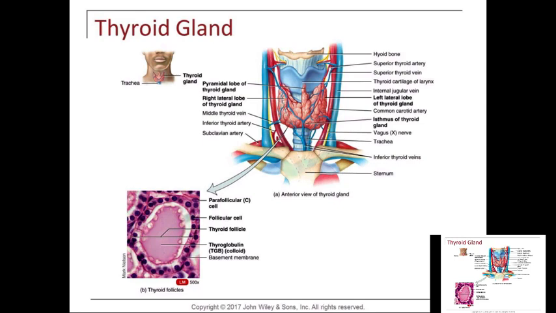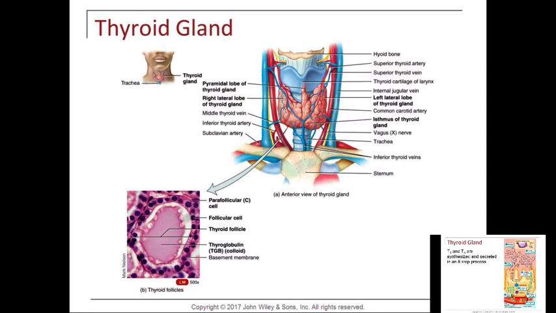So there's a picture of the thyroid gland. You can see the isthmus, which connects the two lobes. And on the bottom left, you can see the follicular cells and the parafollicular cells, also known as the C cells. Think of the parafollicular cells or C cells, the C for calcitonin production for calcium regulation.